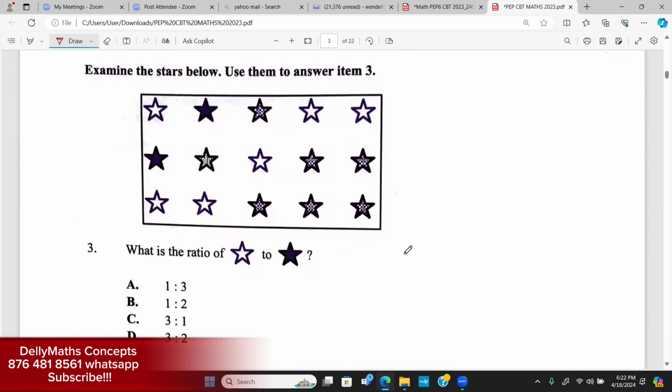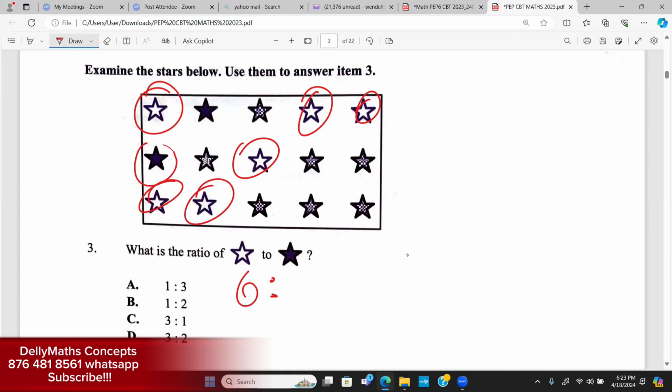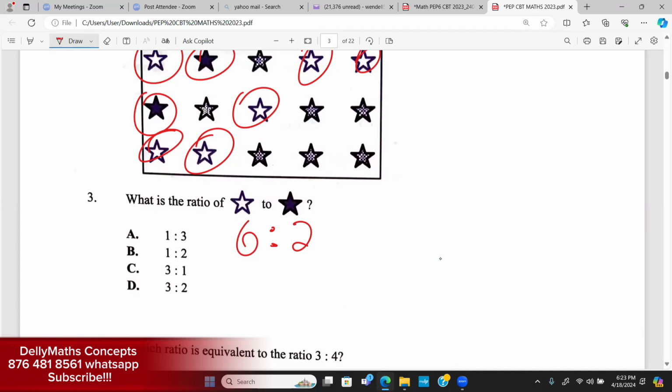D, 4 banana to 1 mango. Next question, examine the stars. Use it to answer item 3. It says, what is the ratio of white to black? So you want to see how many white are you looking at. For the white ones, 1, 2, 3, 4, 5, 6. And I'm seeing 1, 2 black. So that is 6 to 2. If you don't see your answer, what you want to do is break it down. Remember, we could divide this by 2. So 2 into 6 is 3, and 2 into itself is 1. So I'm looking for 3 to 1, and the answer is here at C.